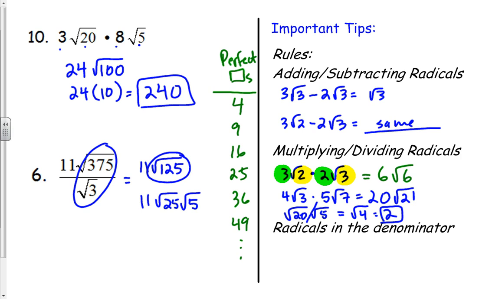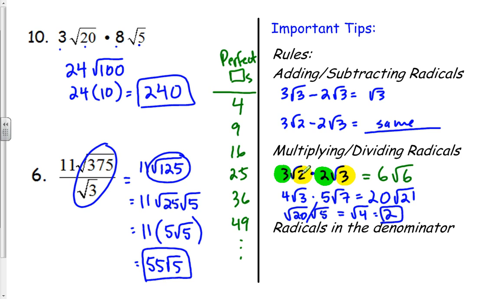So when I break it up to be the perfect square times the number, this is going to be 11. Square root of 25 is 5. Square root of 5 is going to stay. So now this keeps going. So 11 times 5 root 5 is 55 root 5. And that is your most reduced answer for the radical that was given for number 6.